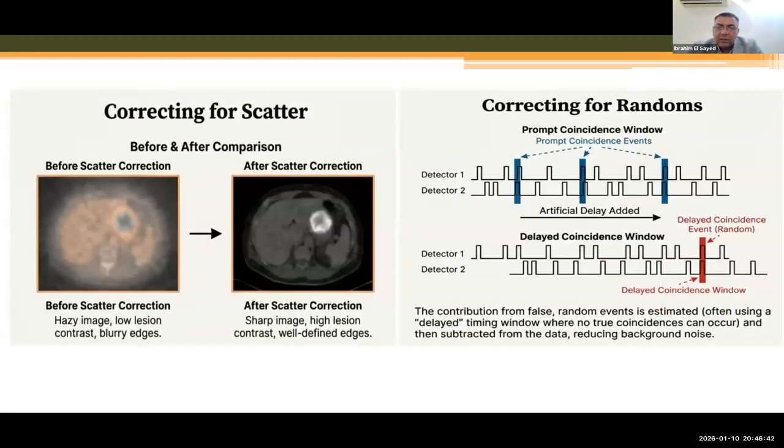record coincidences in the normal time window, like here, and also record coincidences in a delayed window, which is plus or minus 20 of the tau. Tau is the time window, okay? So the delayed window records only randoms. This will collect randoms, and we can easily subtract it from the original, the first primary one. This will be scaled later and create a coincidence event without randoms.